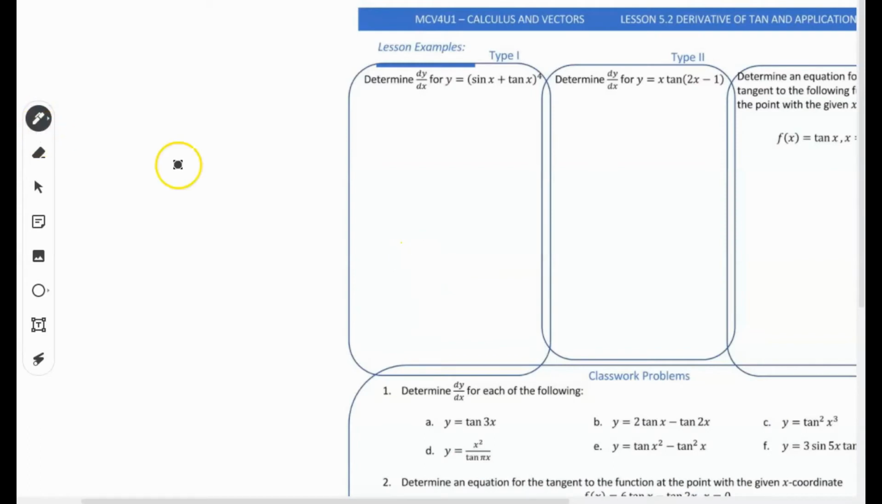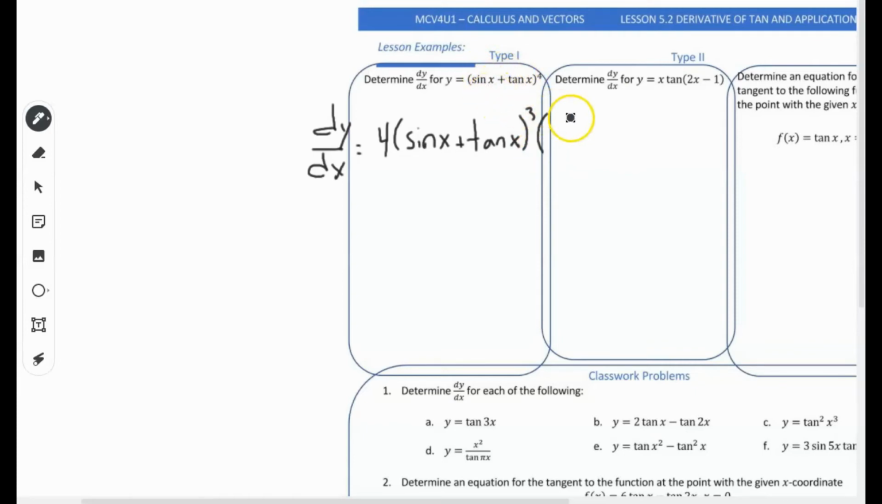So the first example says find the derivative for this function y, which is sine x plus tan x all to the power of 4. Okay, well this is a chain rule problem. So what we're going to do is bring the 4 out in front. So that's our coefficient, times the sine of x plus the tan of x, reduce the exponent by 1, so we're left with 3, and then multiply by the derivative inside of that bracket.